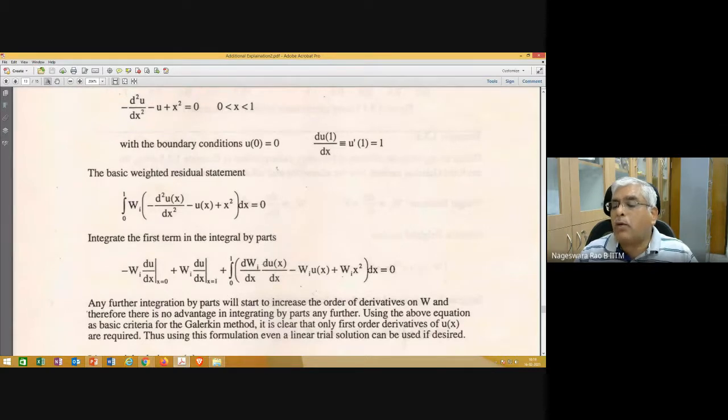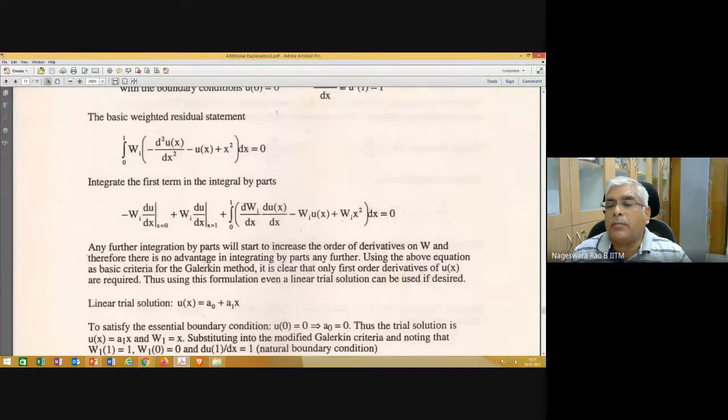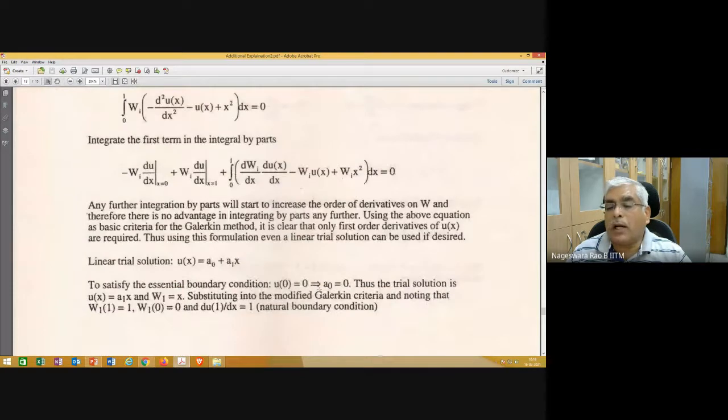After this, how to proceed? After this, you need to decide on the trial solution. So here it is illustrated with a linear trial solution. Further simplification of this problem is illustrated here. Start with a linear trial solution, and make it admissible by substituting the essential boundary condition, U at x is equal to 0 is 0. And once you get the admissible solution, you plug in all the information here.